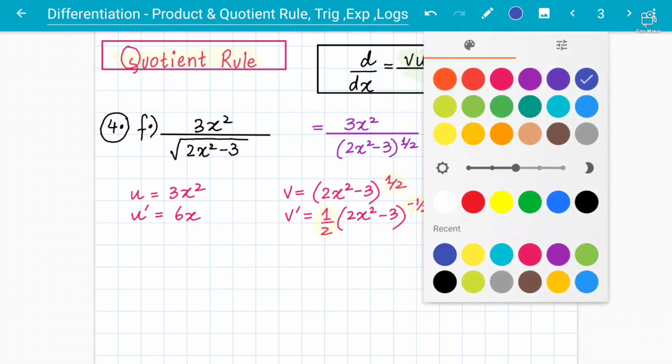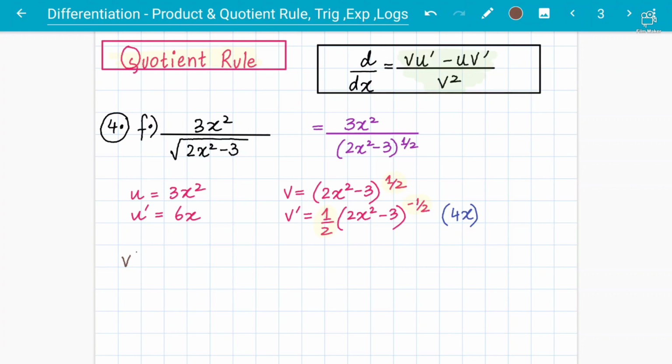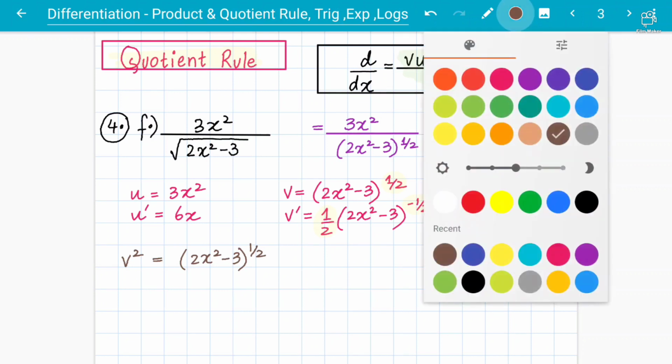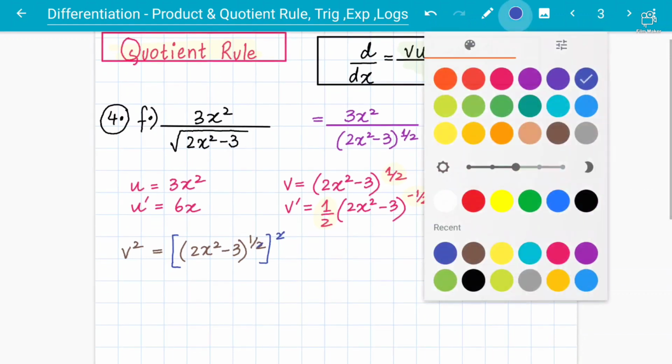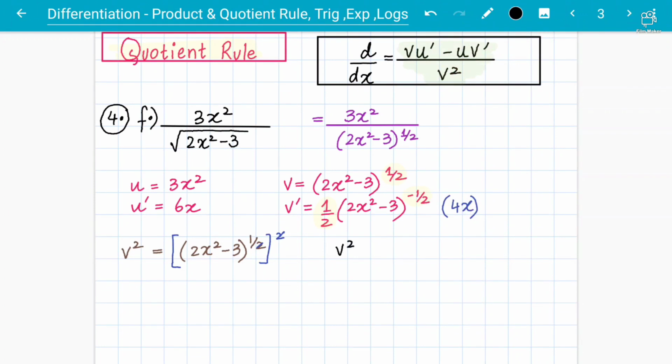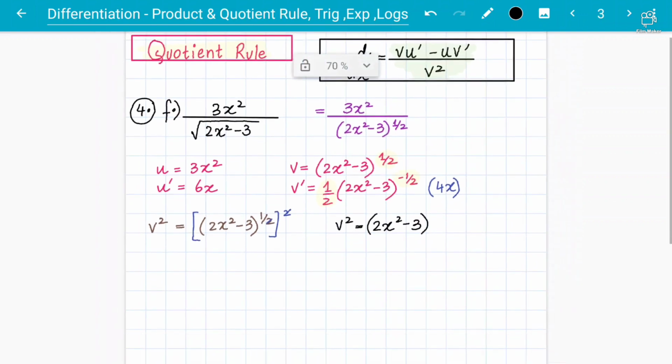One more thing needed in this one is the v square. Make sure you find the v square as well, so follow carefully. v was 2x square minus 3, into power half. So this is v, okay students. If I have to square it, I'm going to square both sides, right? If I square both sides, the 2 and the 2 cancel out. I hope everyone gets this. So we can definitely say that v square is only 2x square minus 3.